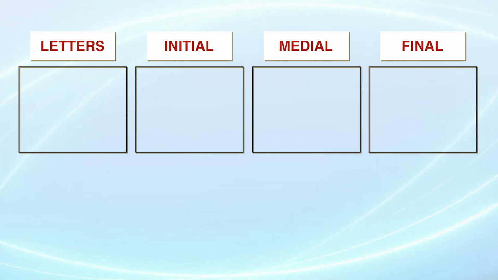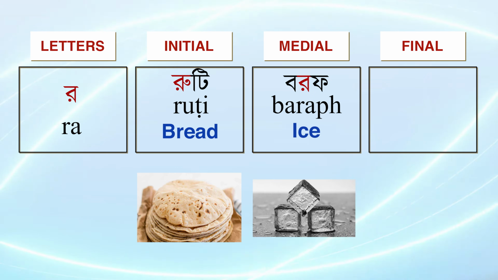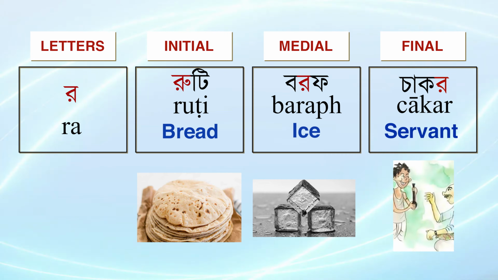The second letter is ra. In initial position, we have ruti, which means bread. In medial position, we have borov, which means eyes. And in final position, we have chakor, which means servant.